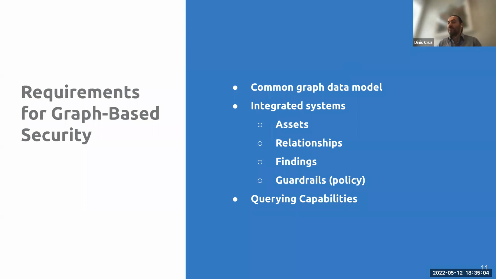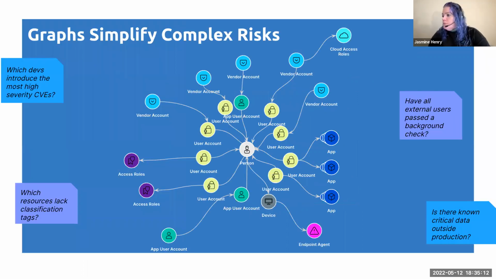So you almost use the graph in English. It's a bit like, if you go back one slide, if you think about it, I can read this in English. This person has a user account that is connected to a vendor account.